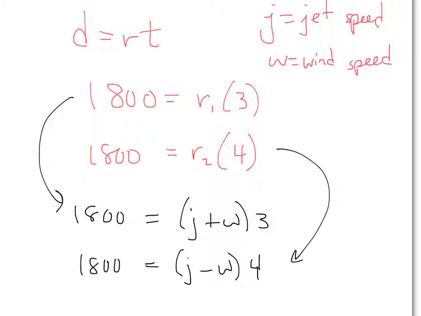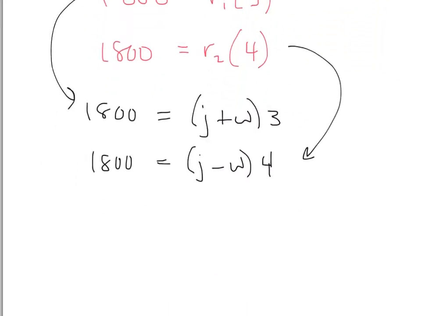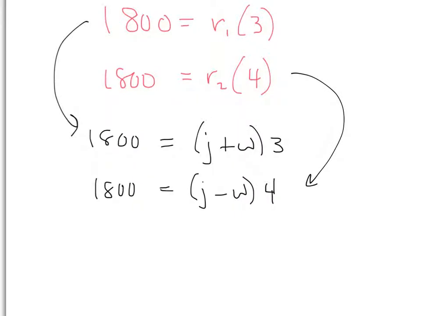You're going to use elimination, yes, but you can't yet, because there's a 3 and a 4 out here. You can't ignore them. Could you divide by 3 and divide by 4? Yeah, divide by 3 and divide by 4. It makes it easier. You have J plus W and J minus W, and then elimination is very simple. So the first equation, when you divide by 3, becomes 600 equals J plus W. The second one, you divide by 4, you get 450 equals J minus W.